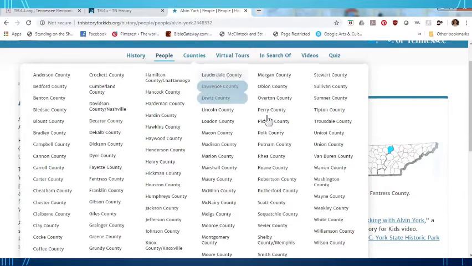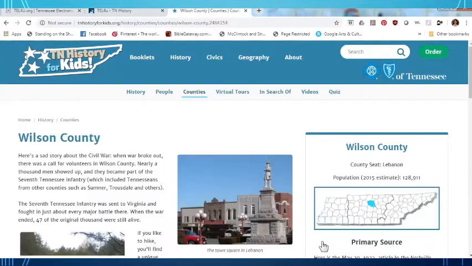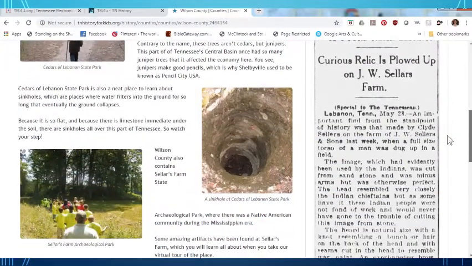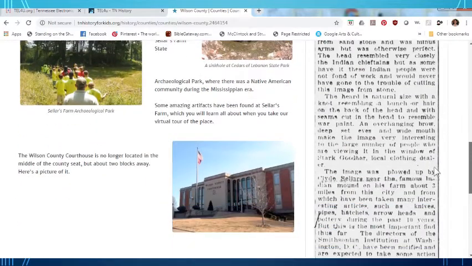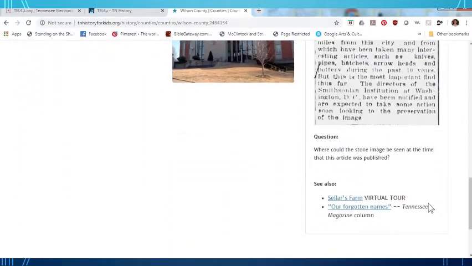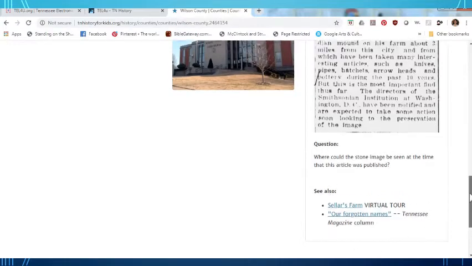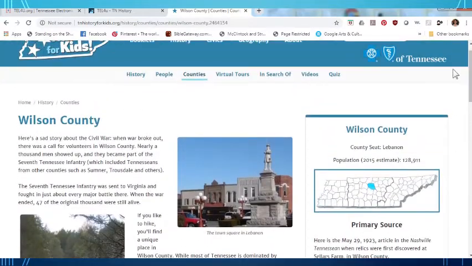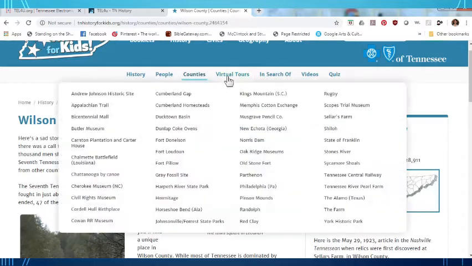So I'm going to go down to Wilson County. And you can learn some of the history of Wilson County and look at some pictures that some of them may be familiar to you. Again, it'll have some other resources related to Wilson County. Virtual tours. These are different places that it kind of goes into a little more depth on.